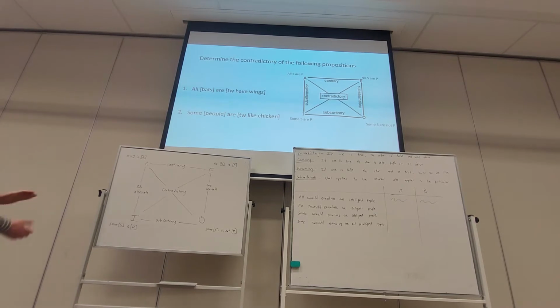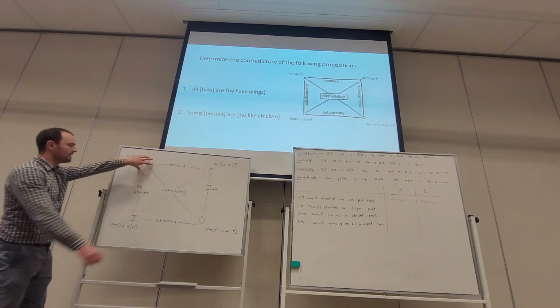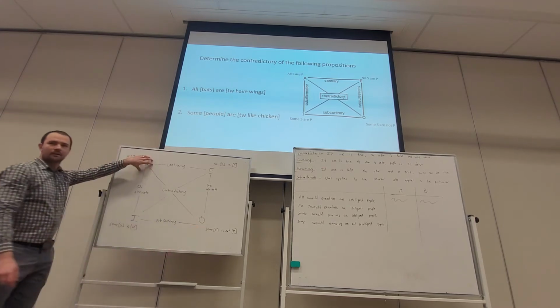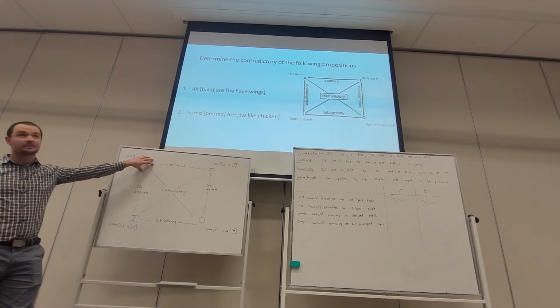The first one we have is all bats are that which have wings. So is this an A proposition, an E proposition, an I proposition, or an O proposition? Who wants to tell me? A. This is A, so its contradictory is going to be an O: some bats are not that which have wings. Excellent.